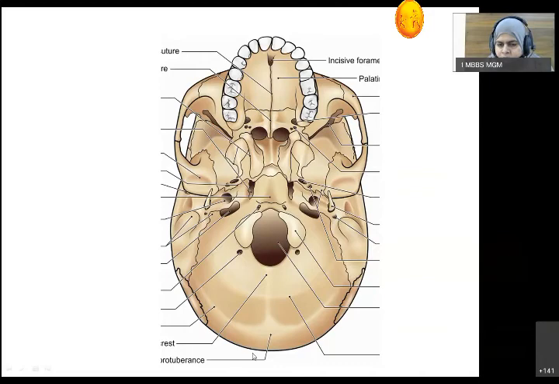Again, we'll just see the structures. We have divided the norma basalis into three parts. Anterior part, an imaginary line passing from the posterior nasal spine. Middle portion between the posterior nasal spine and the anterior margin of the foramen magnum, and posterior part is behind the foramen magnum, that is including the foramen magnum. Rest all is present in the posterior part.